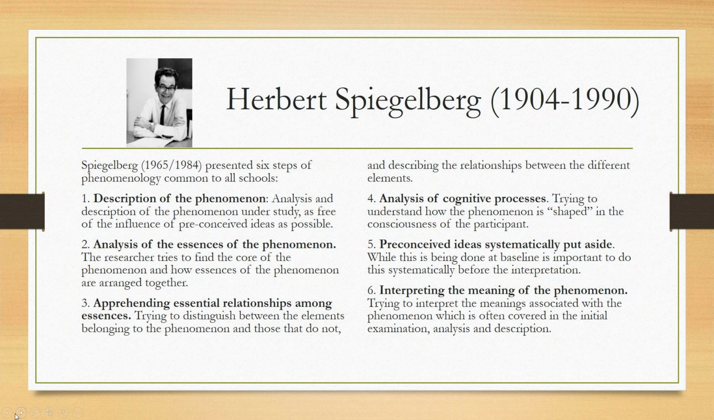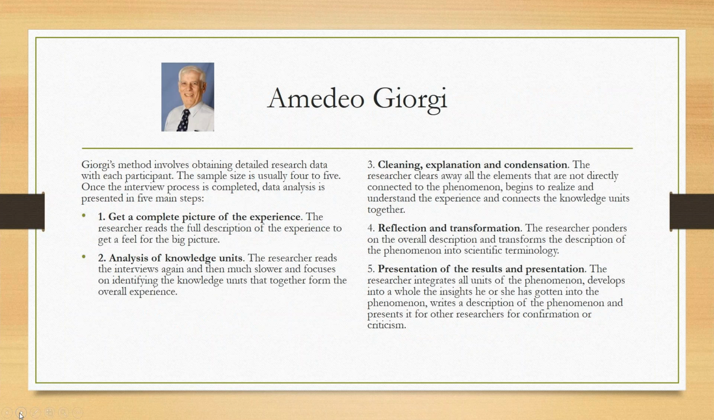And he puts this as the 6th step, interpreting the meaning of the phenomenon. And, as I said before, he says Husserl, even if he didn't mention interpretation of the meaning of the phenomenon, it is implied in his text. So, and I agree with him. I think you just cannot describe something without interpreting it.